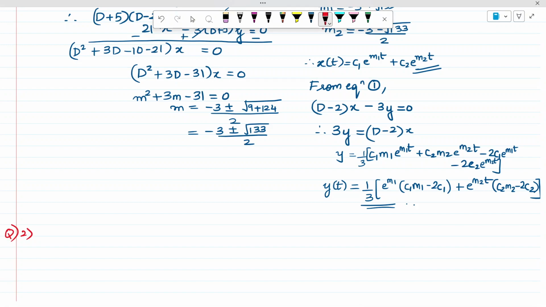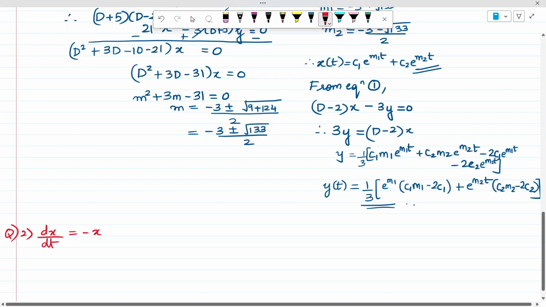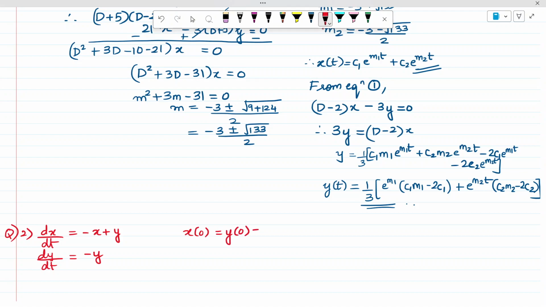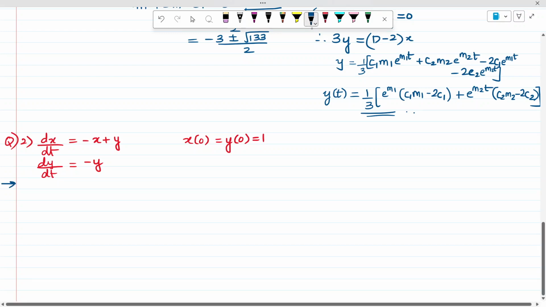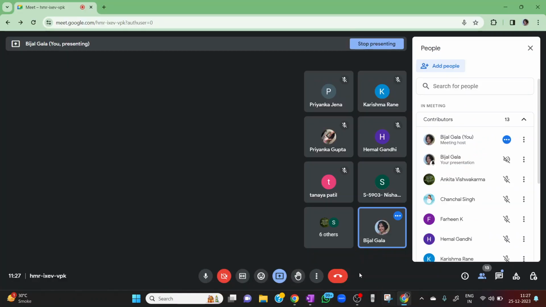Now we have something with the initial conditions also. dx by dt equal to negative x plus y and dy by dt equals negative y, with x of 0 equal to y of 0 equal to 1. How will we start with the question? I'll require steps from you now. Students, how do we start with this particular question?